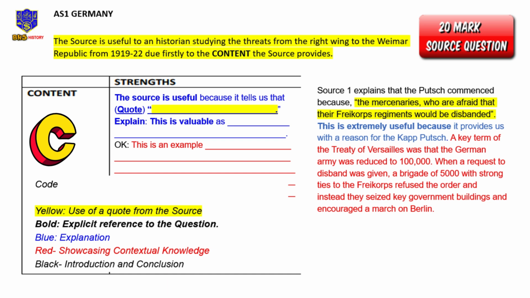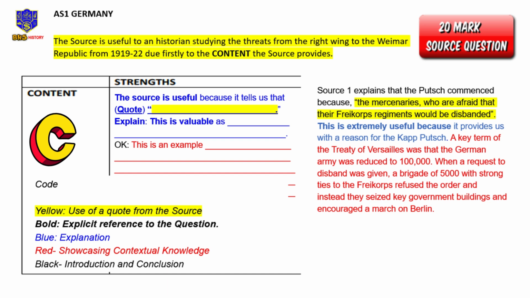So you put in the quote, but then you have to explain it. And a lot of students either put in the quote or else explain, but they don't use quotes as much. You have to make sure you do both. So quote, then really good explanation, then give an example. You can see this here, okay? So source one explains the putsch commenced because the mercenaries who are afraid that the Freikorps regiments would be disbanded. That's really useful. So we're going to quote that there and then say why it's useful. So it's extremely useful because it provides us with a reason for the Kapp putsch.